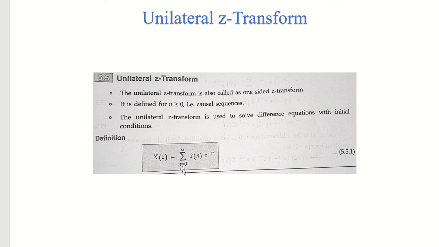So if your signal is causal, the bilateral Z transform of my signal will be the same as the unilateral Z transform of my signal, but it will not be true for non-causal signals, right? If I have a non-causal signal, then I will be able to find the bilateral Z transform of it, but I will not be able to find the unilateral Z transform, because the unilateral Z transform can only be defined for causal sequences.